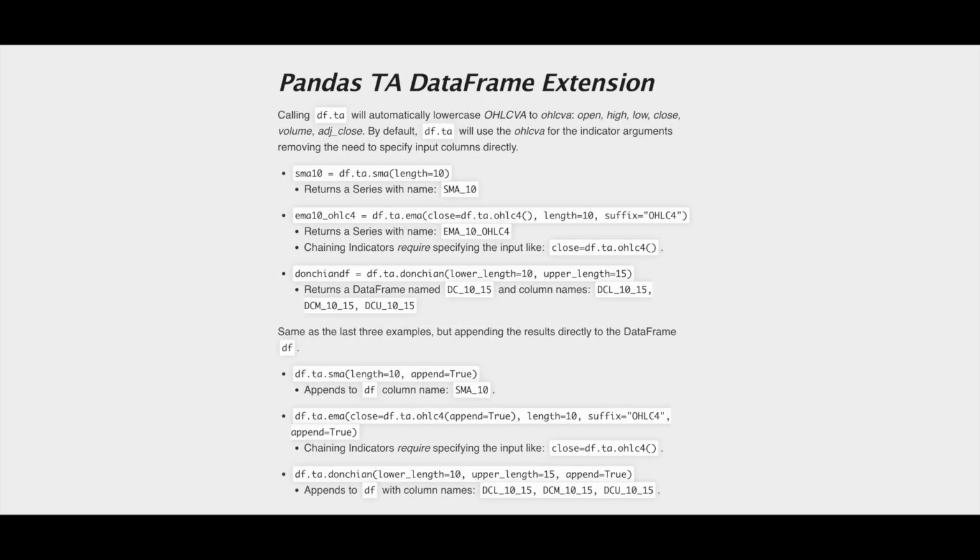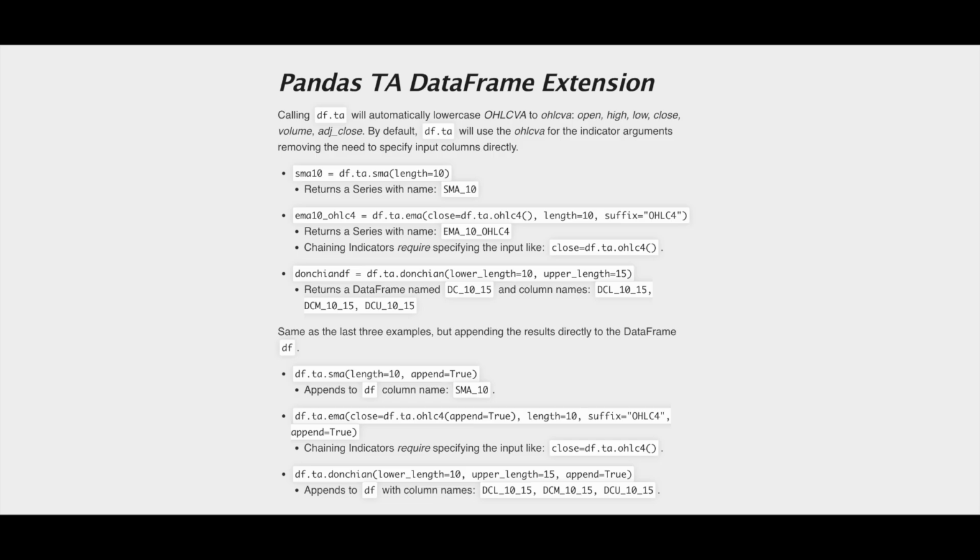The second style we're going to discuss is the Pandas TA data frame extension. Calling df.ta will automatically lowercase OHLCVA to lowercase ohlcva, that is open, high, low, close, volume, and adjusted close. By default, df.ta will use ohlcva for the indicator arguments, removing the need to specify input columns directly. Let's see a few examples. If we wanted to calculate the simple moving average for a period of 10 data points, we would simply call df.ta.sma.